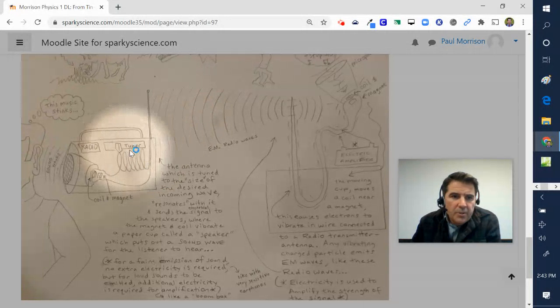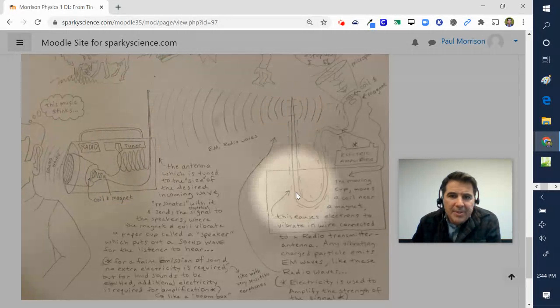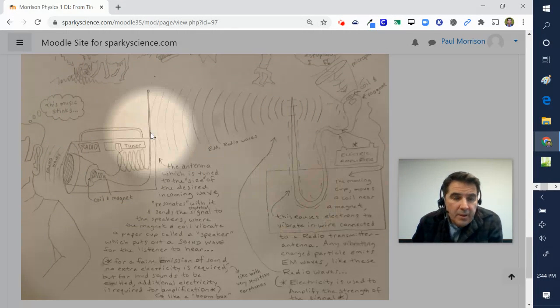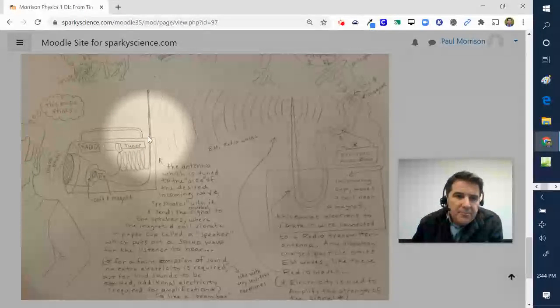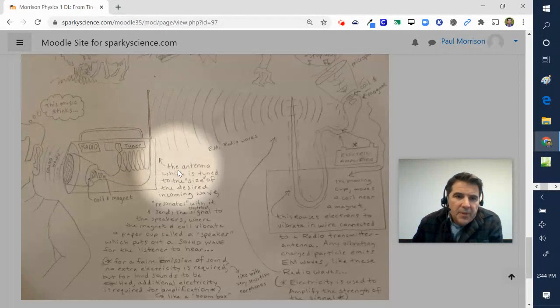We've got the tuner. The tuner is going to move the dial to make the size of the antenna match the size of the transmitting antenna. Like AM or FM, it changes the frequency or the amplitude of the waves in order to make it fit the incoming wave. Okay, so this antenna, which is tuned to the size of the desired incoming wave, resonates with it and sends the electrical signal to the speakers where the magnet and coil vibrate a paper cup called a speaker.